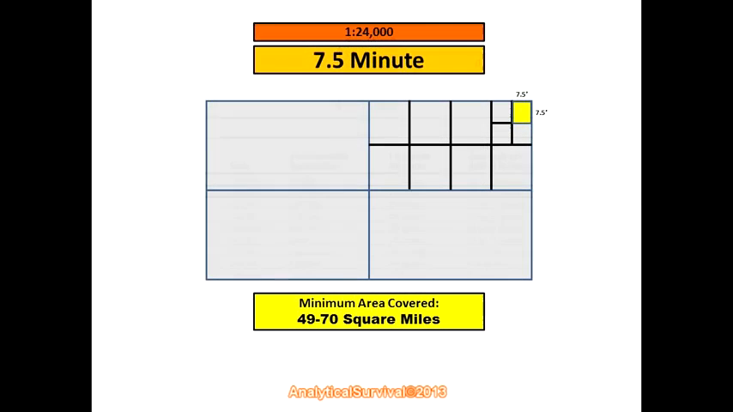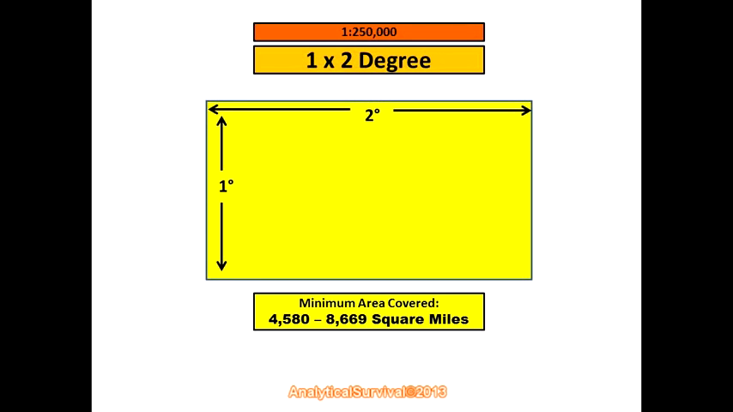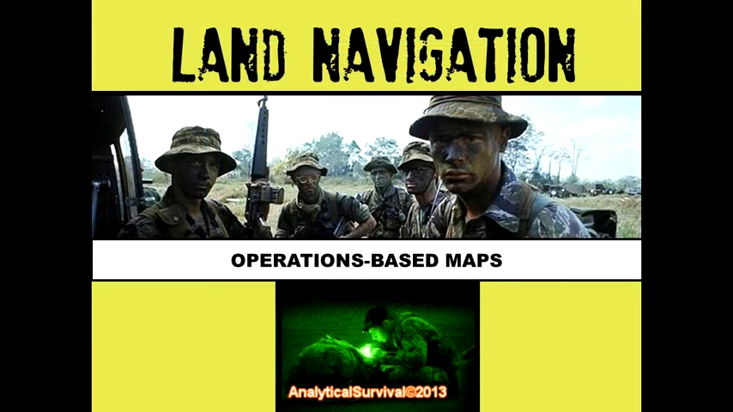So there you have it. You have the 7.5 minute quad, good for up close and personal work on the ground. You also have the 30 by 60 minute map, good for a broader view of your surrounding counties. And finally, your 1 by 2 degree map, which is good for a grand overall view of your entire regional area.